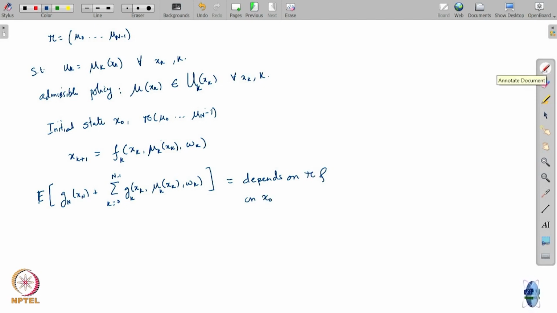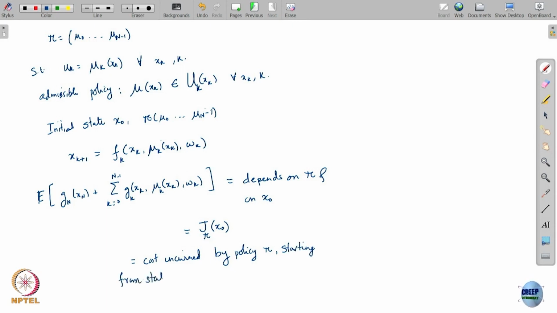So, we denote this by j subscript pi of x 0. What is this quantity? This is the cost incurred by policy pi starting from state x 0.